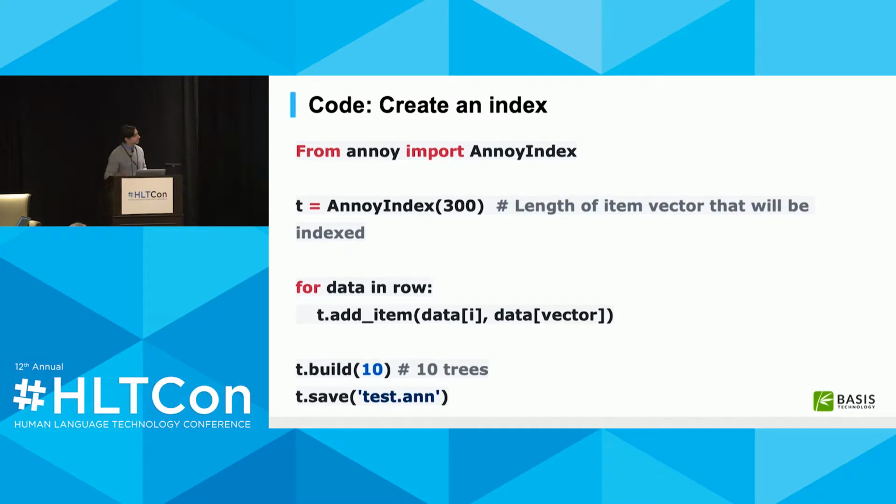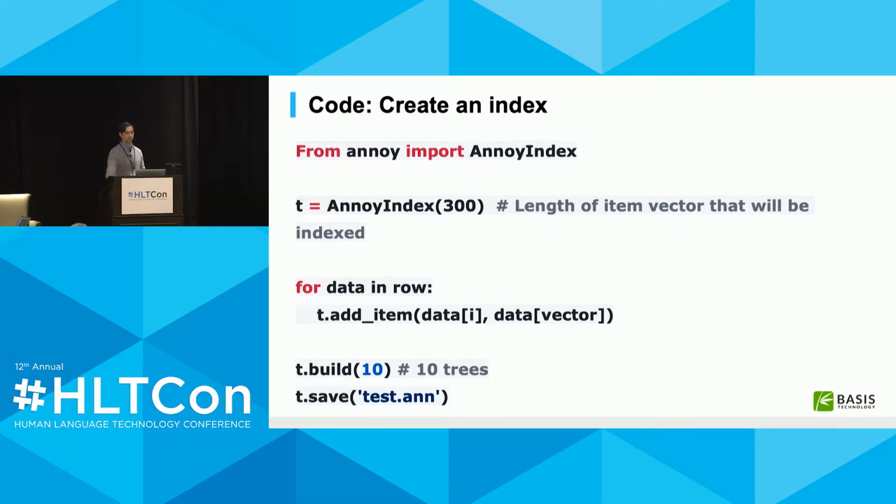t.build(10). 10 is the number of trees in your index. To simplify this down to make it understandable, basically the more trees you have, the longer it takes to build your index and the larger it will be, but the faster and more accurate your queries will be.